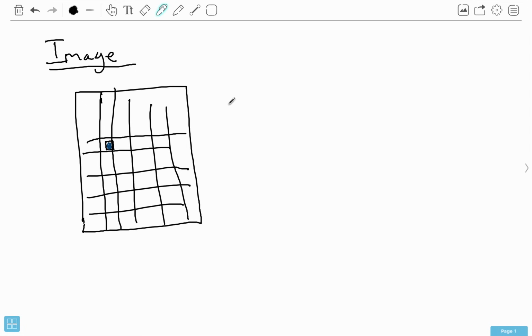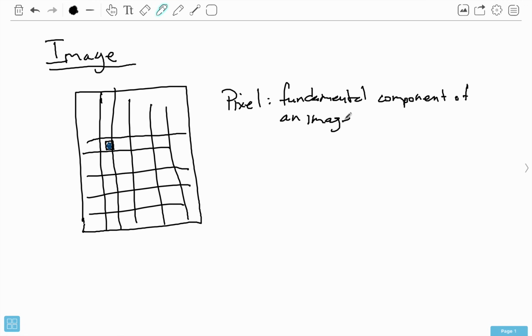So pixels can also have several properties. This is an example of a pixel, and a pixel, I'm going to write this down, is a fundamental component of an image. Actually, let me draw an arrow to this. This is an example of a pixel. Images are just grids of pixels, and pixels comprise images. Anyway, let's talk about the pixel itself first.